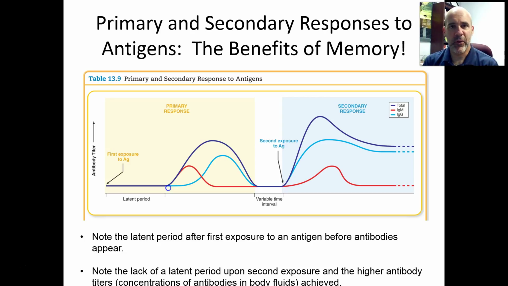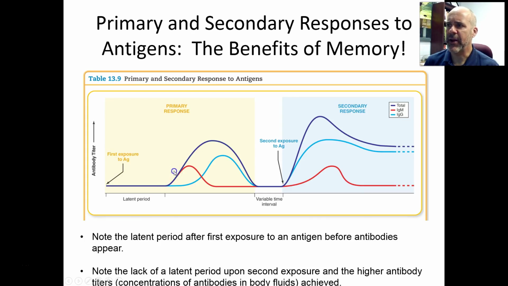So all that rigmarole we talked about, how you've got to activate your T cells and then activate your B cells and start making plasma cells that are going to secrete antibodies, takes a while for all of that to happen. It can take a few days. That's called a latent period, where you've been exposed, but you're not producing any antibodies yet. Then you start making your antibodies.